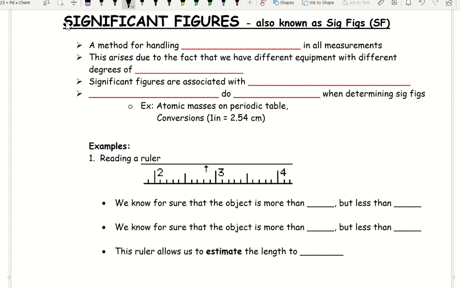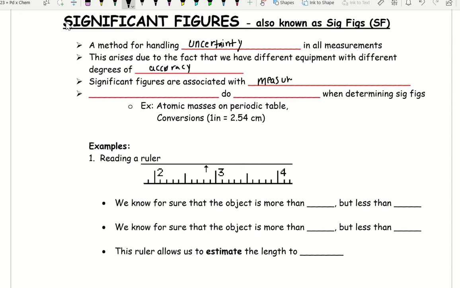Okay, so what are significant figures, or sig figs as we call them? It's a method of handling uncertainty in measurements. So when we do measurements, we measure them out to a certain level, but we'll be uncertain past that level of accuracy or precision, I should say. This arises due to the fact that we have different equipment with different degrees of accuracy, or, like I said, precision. Significant figures are associated with measured values.